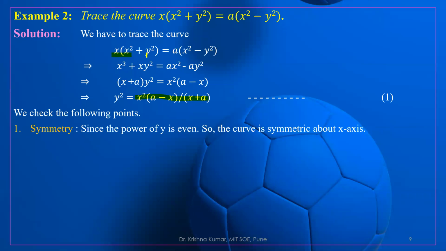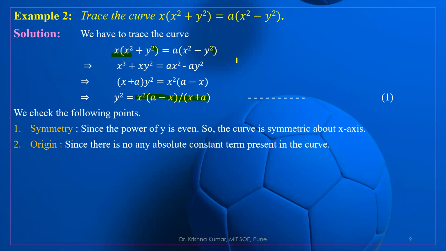But if you see the power of y, it is 2 and it is also 2. Since the power of y is even, therefore the curve is symmetric about the x-axis. And the power of x is not even, so it is not symmetric about the y-axis. It is not symmetric about both the axes. If we replace x by minus x and y by minus y, the equation of the curve will change, so it is not symmetric about the opposite quadrant. It is not symmetric about the line y equal to x and the line y equal to minus x. So we have only one symmetry.